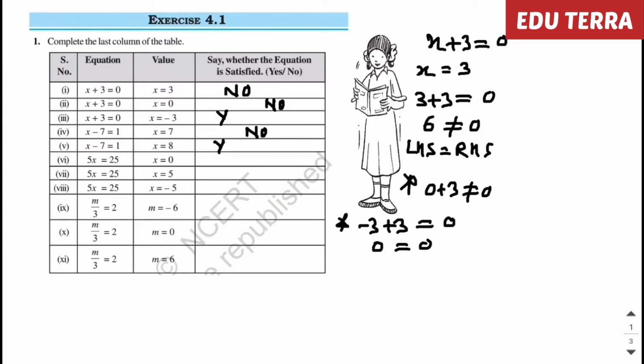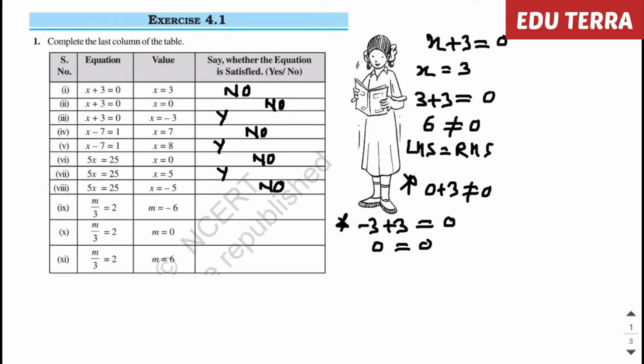Now sixth part, 5x equal to 25 and x equal to 0. When you substitute 0, it will become 0 and 0 is never equal to 25. So again no. Now in part 7, 5x equal to 25 and x equal to 5. So 5 into 5 equals 25. So it will be yes. Now 8, 5x equal to 25 and x equal to minus 5. So you will get in LHS 5 into minus 5, it will become minus 25. So again no.